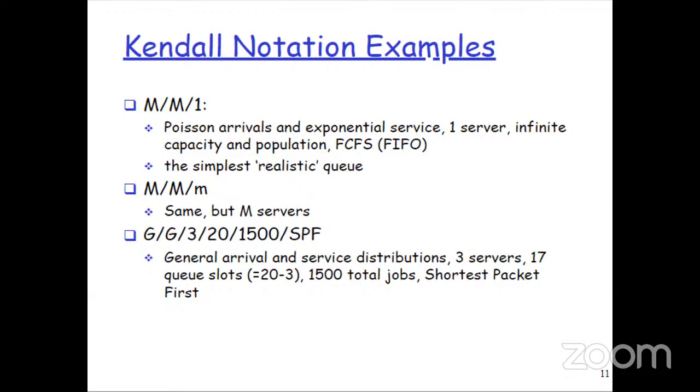M/M/1, M/M/m servers, where G/G/3/20/1500. What is this? They have given it at the bottom. General arrival and service distributions, 3 servers, 17 queue slots, 1500 total jobs, shortest packet first. That is actually the full form of that notation.